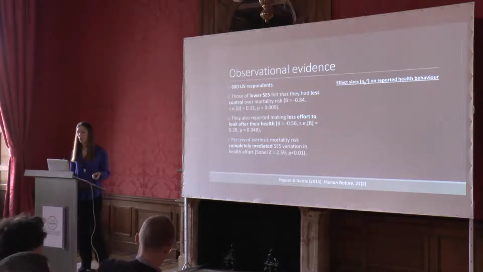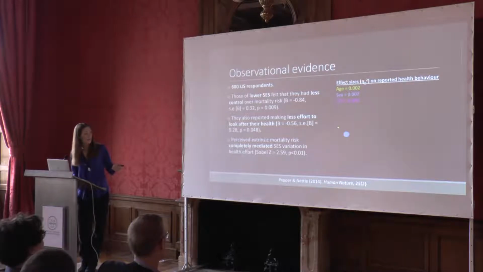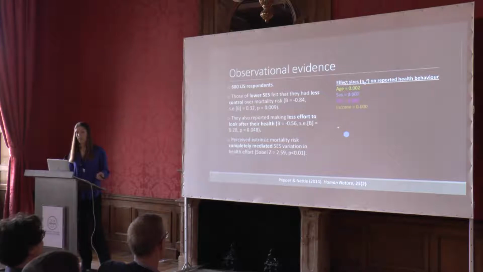Just to drive that home in terms of what the effect size looks like in the model, I like to represent the key variables in the model in terms of just areas of a circle. So what we found was a really negligible effect of age, but this is a classic covariate that's used in such models. Again, a negligible effect of sex. SES actually had no effect once we put extrinsic mortality risk into the model, and neither did income, which is surprising because these are the things that are repeatedly found to be associated with effort in looking after health.